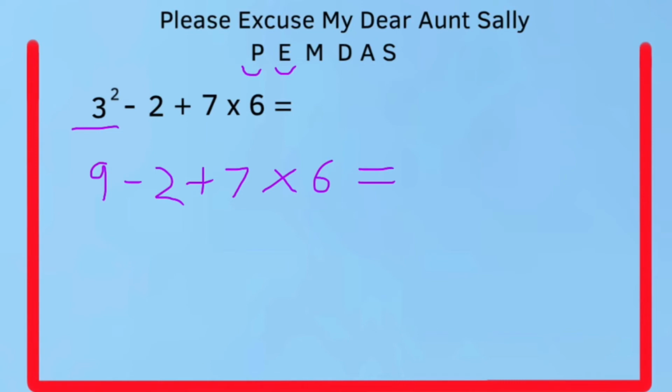All right, we took care of the parentheses, the exponents. Do we have any multiplication or division? Right here. So let's do it. 7 times 6 equals 42. I'll bring the rest of my problem down.